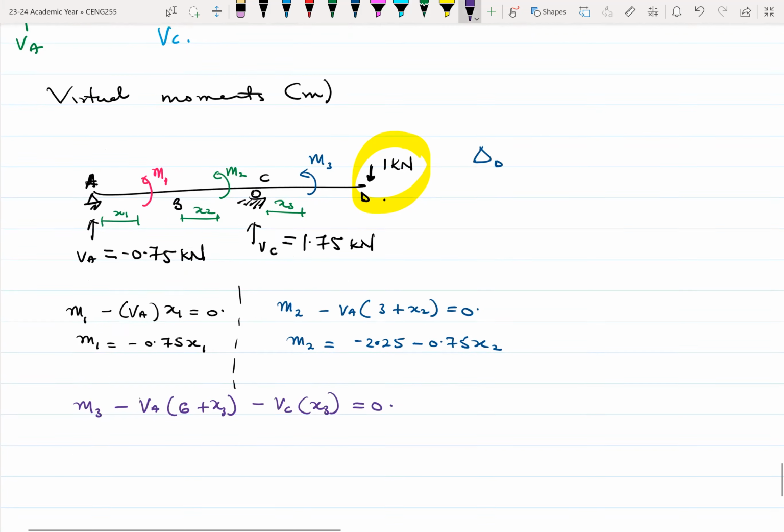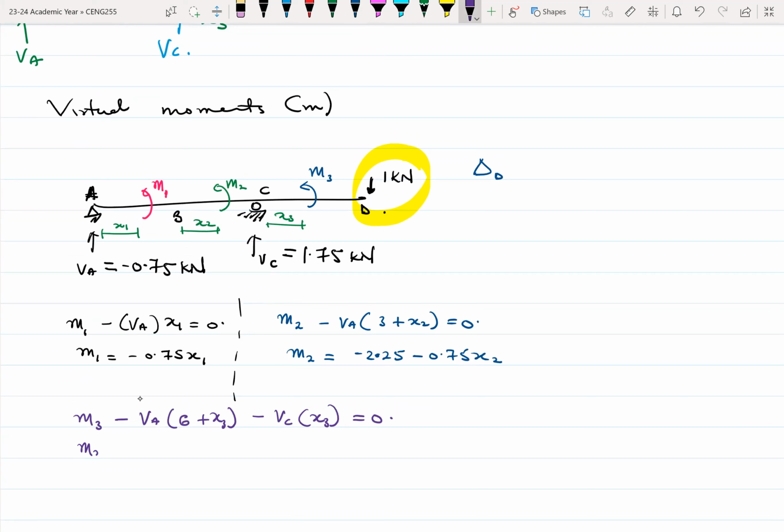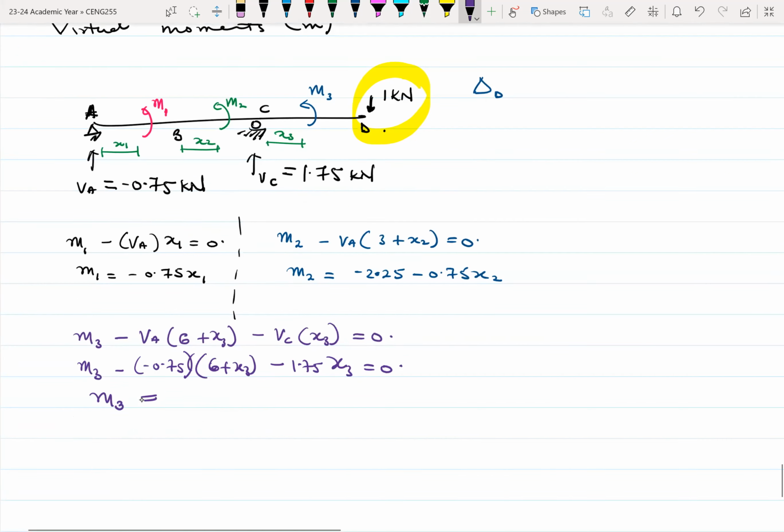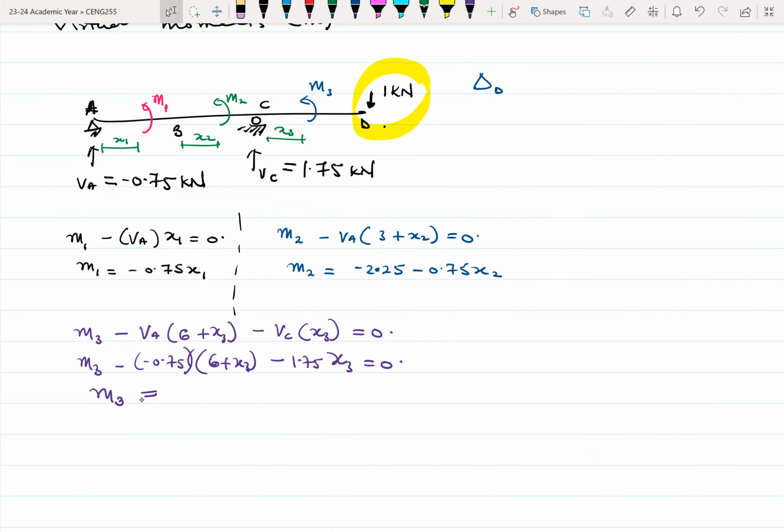Okay. So here, M3 minus, what's our VA? Minus 0.75. So brackets open, 6 plus X3 minus VC, which is what, 1.75, X3 equals 0. So here, my M3, if you do the math, it should be equal to X3 minus 4.5.